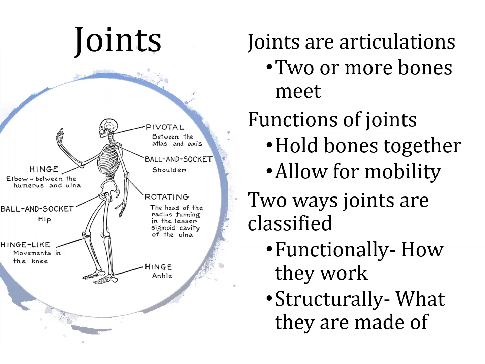Then we get into joints. Joints are going to be an articulation where two or more bones meet. So our joints allow our bones to bend and they allow us to move. Without joints, we wouldn't actually be able to move as easily as we can move now. So they allow for mobility.